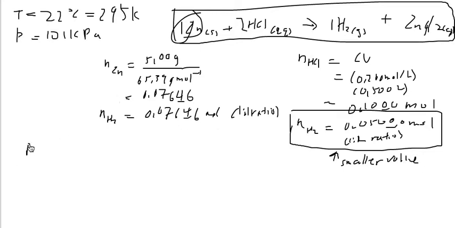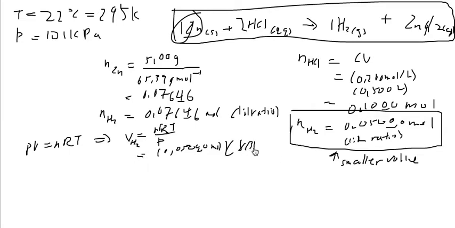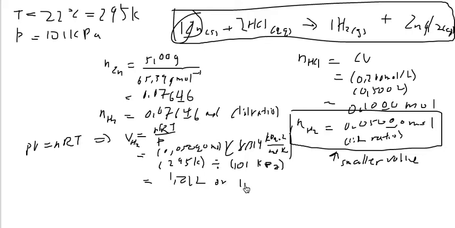Now to find the volume of hydrogen, we want to rearrange this equation for volume. And then we want to plug in the values that we have. And we want to solve it to the number of sig figs that we were given. So we're given the mass was 5.00 grams of zinc, so we want 3 sig figs. And so our answer comes out to 1.21 liters, or 1.21 decimeters cubed.